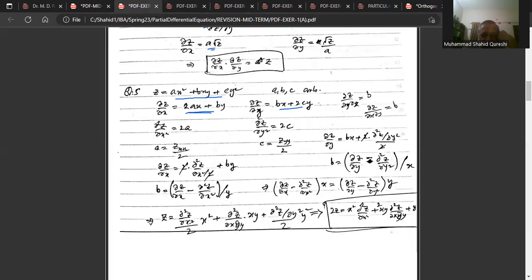So in this derivative equation, when you put it in here, so B is dou Z by dou Y equal to Px plus 2Cy. So put the value of C in here, or put the value of A in here. So ultimately you will get the value of B. So value of A from here, value of C from here, value of B from here, all substituted into the original equation, and you will have a differential equation that does not involve arbitrary constants.